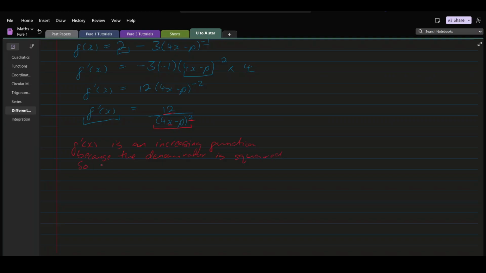So for all values of x, the denominator is positive. And your numerator 12 is also positive. Hence, f prime of x is positive, and that is why f prime of x is an increasing function, and you leave it there.